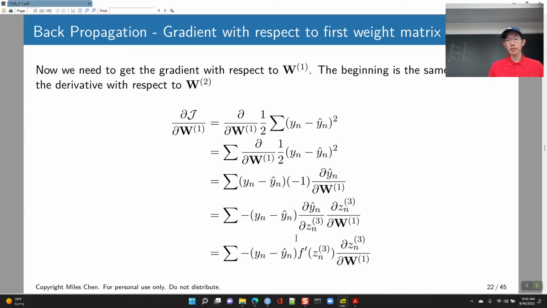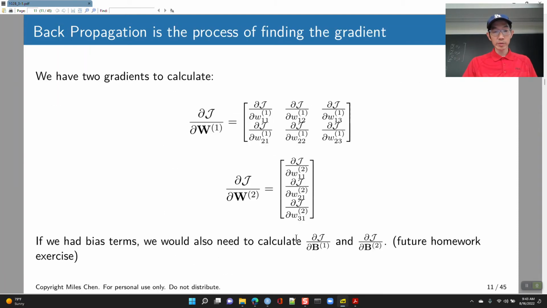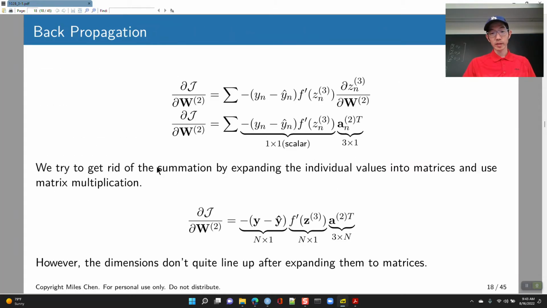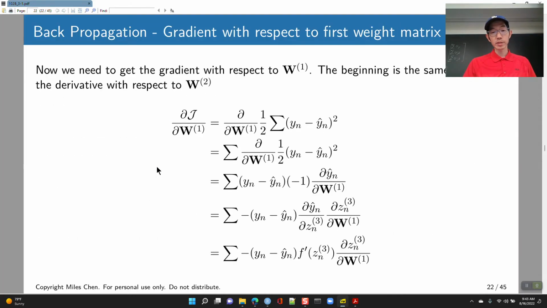All right, so now we figured out the gradient with respect to the second weight matrix. What is the gradient with respect to the first weight matrix? So we're going to do, okay, what is the gradient with respect to the first weight matrix? And as far as up to this first set of steps, these are the exact same steps as when we asked what's the gradient with respect to W2. The expansion of this is exactly the same.